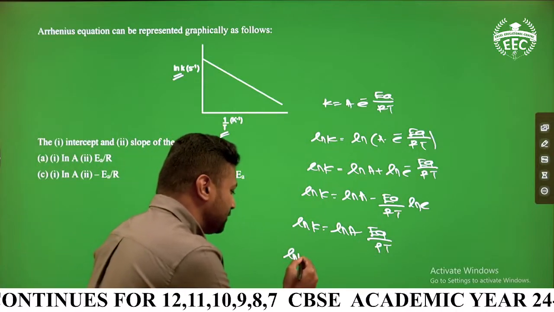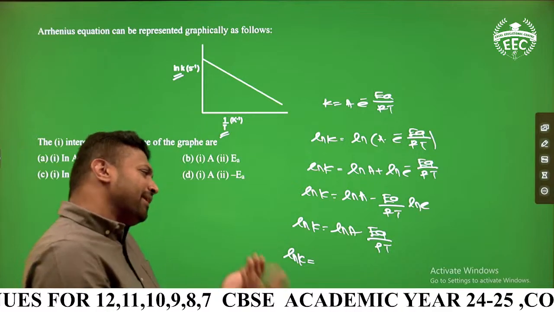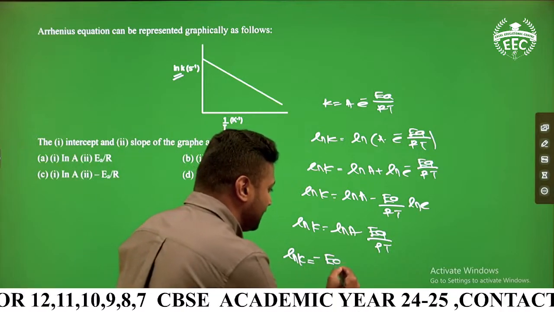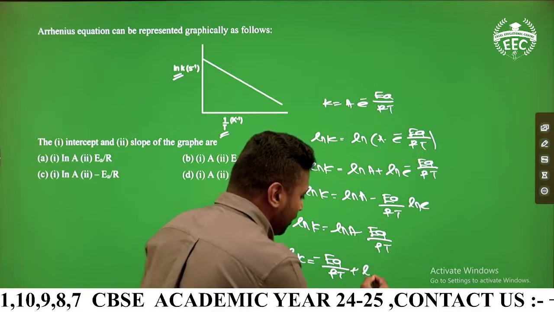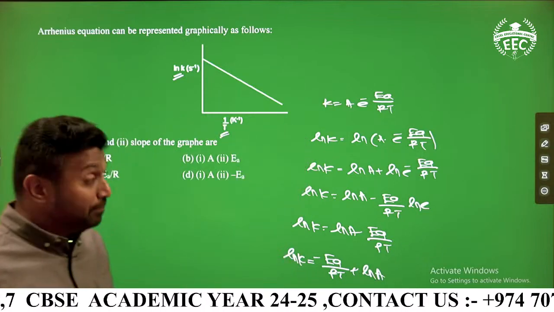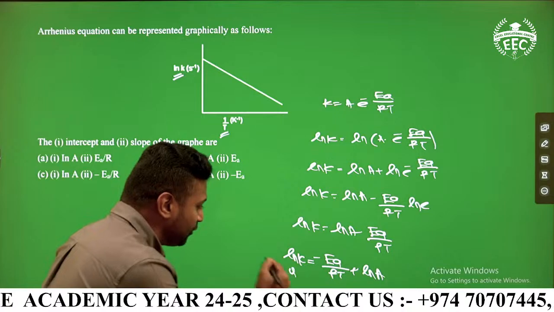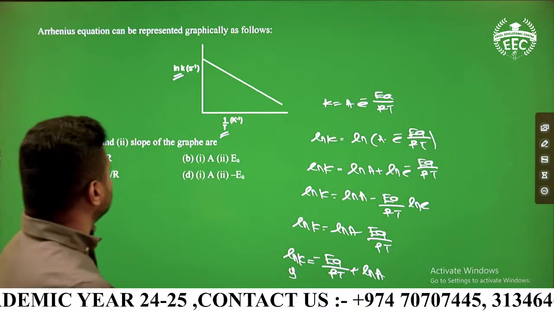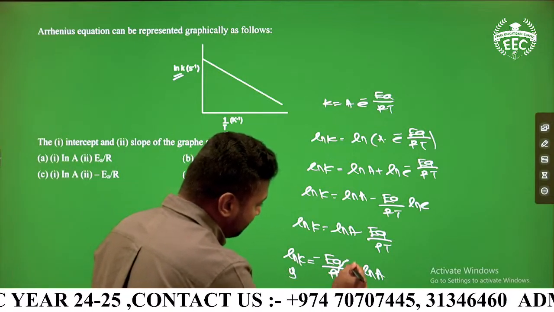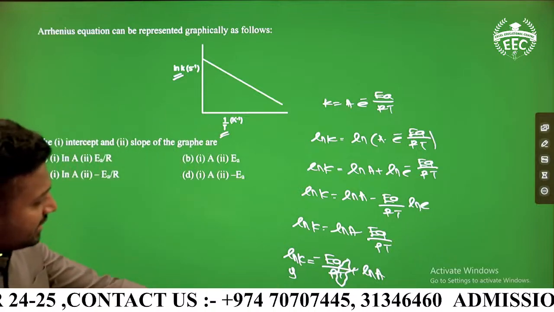Ln of K is equal to Ln of A minus EA by RT, same as minus EA by RT plus Ln A. Now it is of the pattern Y is equal to mx plus C. Y axis contains Ln of K, X axis contains 1 by T, fine.